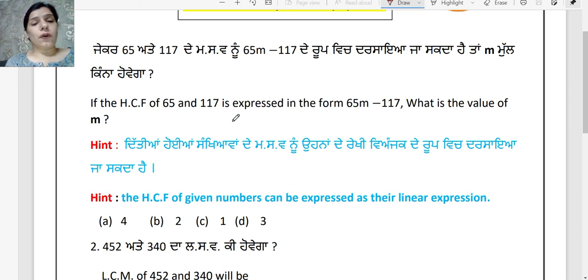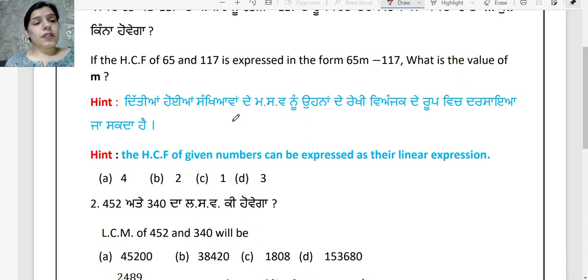Beta, you must read all the hints which are given because they will be helpful to you. The hint given in this question is: the HCF of given numbers can be expressed as their linear expression. जो भी दो नंबर्स का HCF होता है हम उसको लीनियर एक्सप्रेशन के फॉर्म में एक्सप्रेस कर सकते हैं. So for doing this question, first of all we have to find the HCF of 65 and 117. The method of finding HCF, all of you know. First I will write the prime factors of 65 and 117.